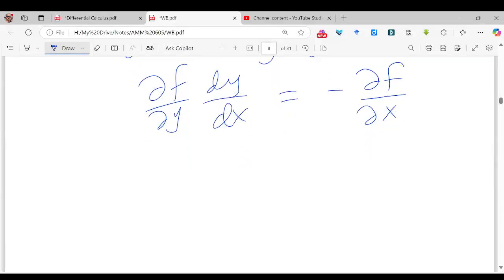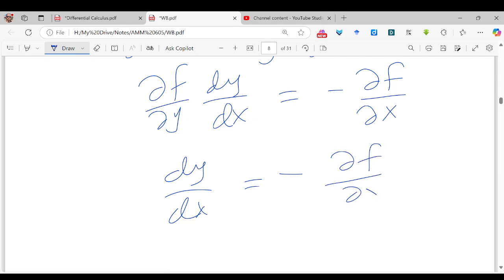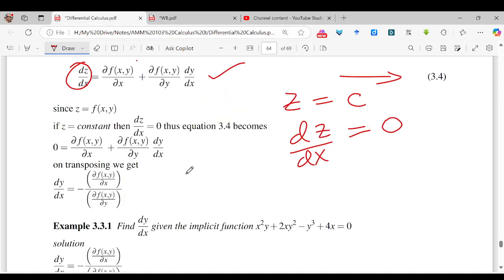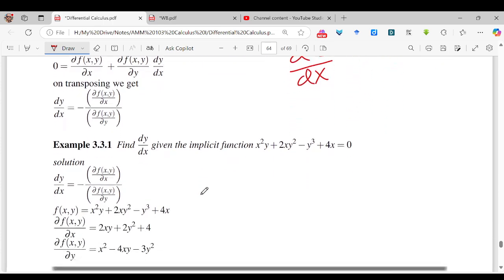And from here we get dy/dx, which is minus the partial derivative of f with respect to x divided by the partial derivative of f with respect to y. So in this case, this expression can be used to find the derivative of an implicit function.